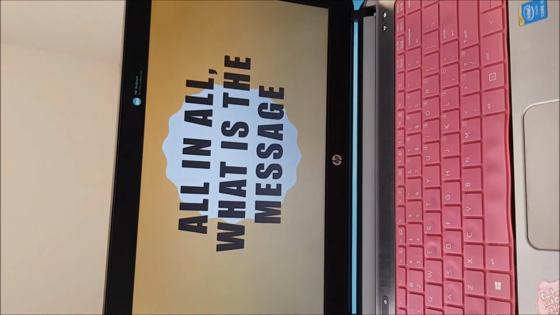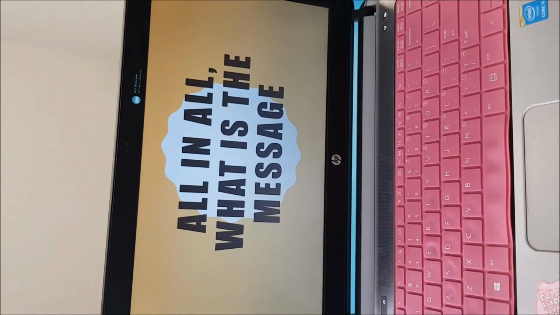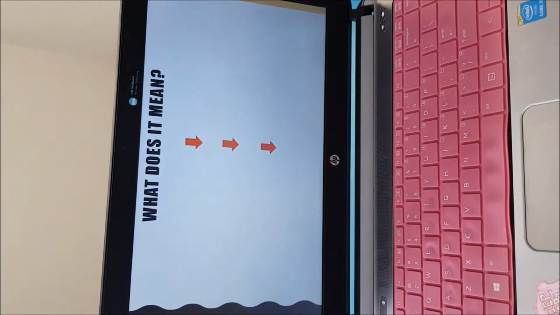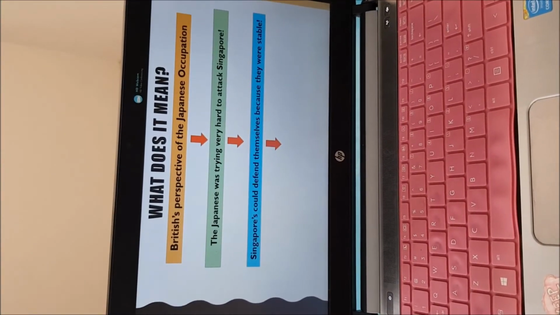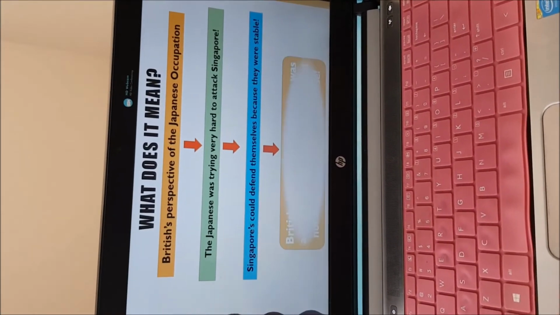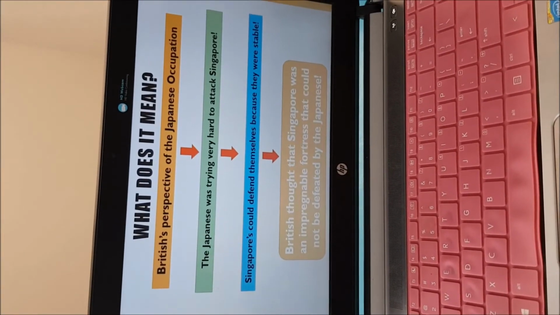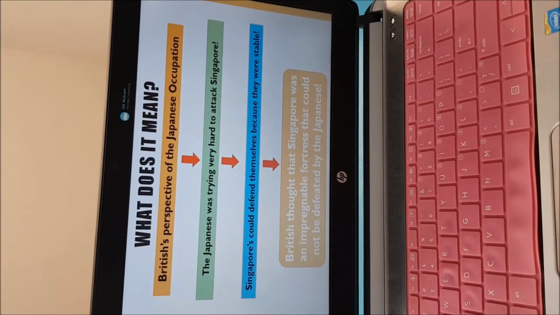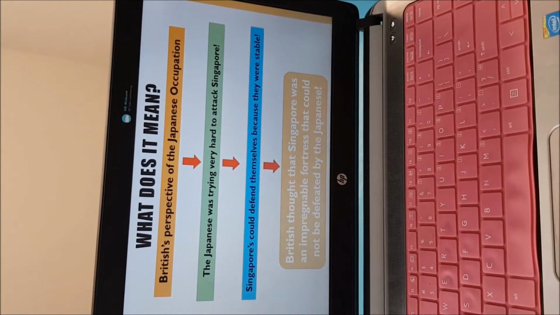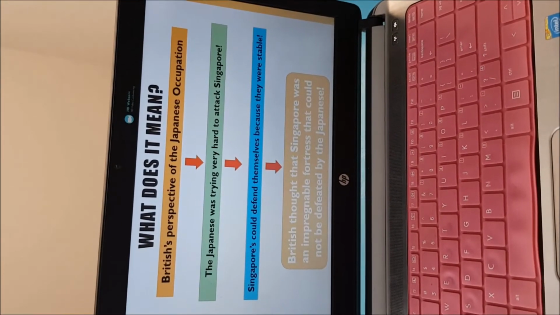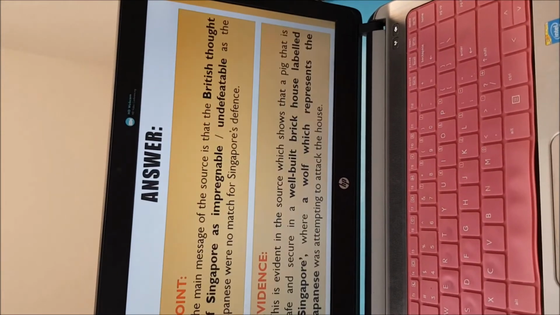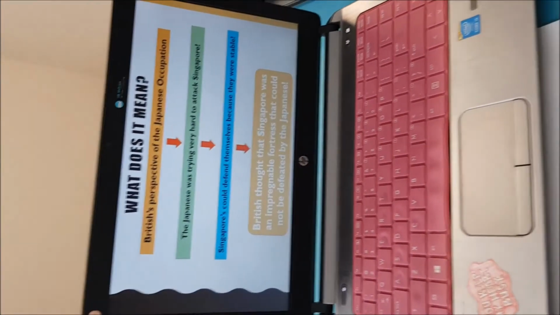Next, all in all, what is the message? As we have went through just now, it means that the British perspective of the Japanese occupation was such that the Japanese was trying very hard to attack Singapore, but Singapore could defend themselves from the wolf because they were stable from the brick house itself. So this means that the British thought that Singapore was an impregnable fortress that could not be defeated by the Japanese. Alright, with all this information, think the answer. How do we write the answer?